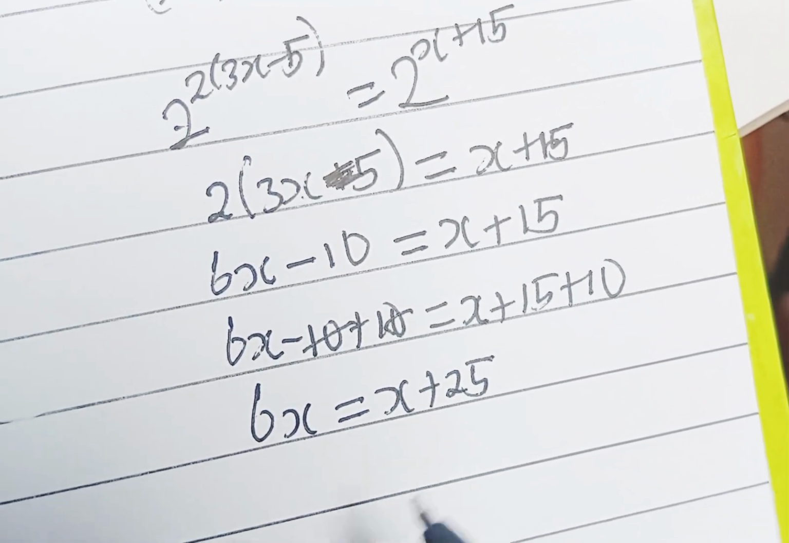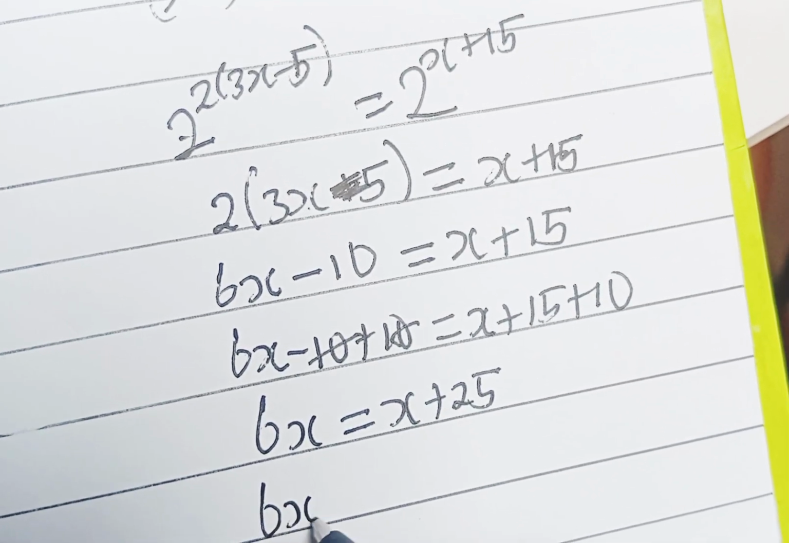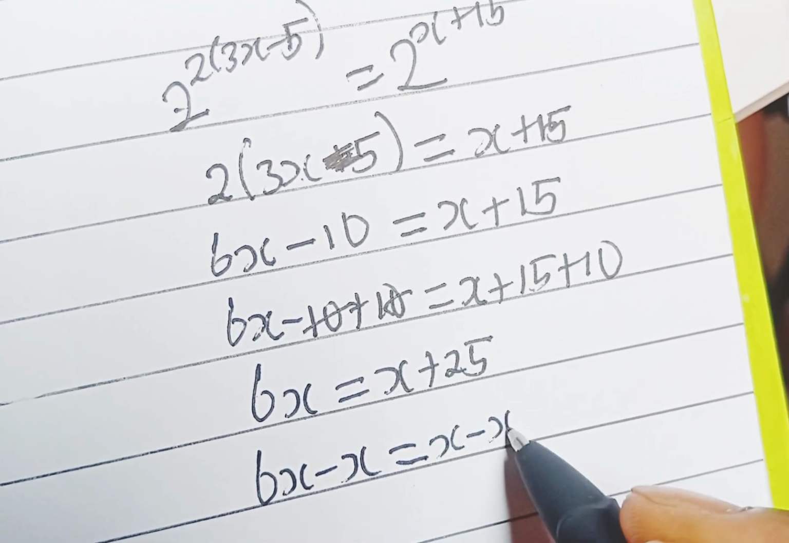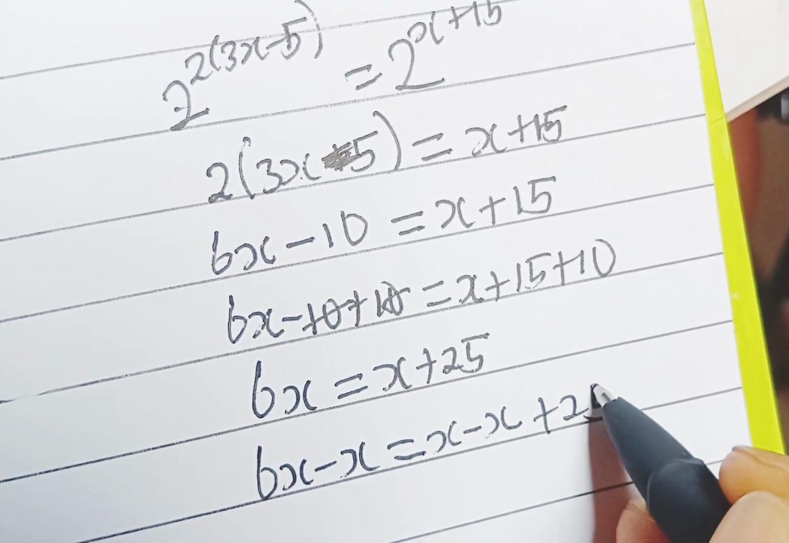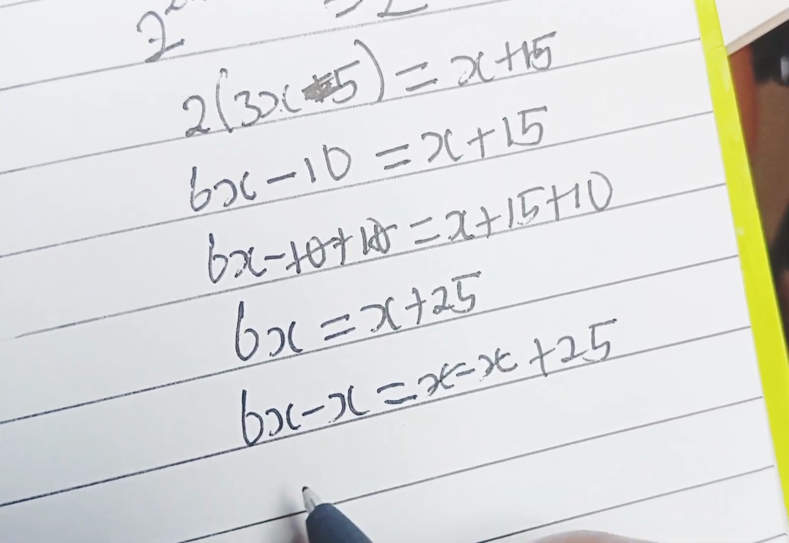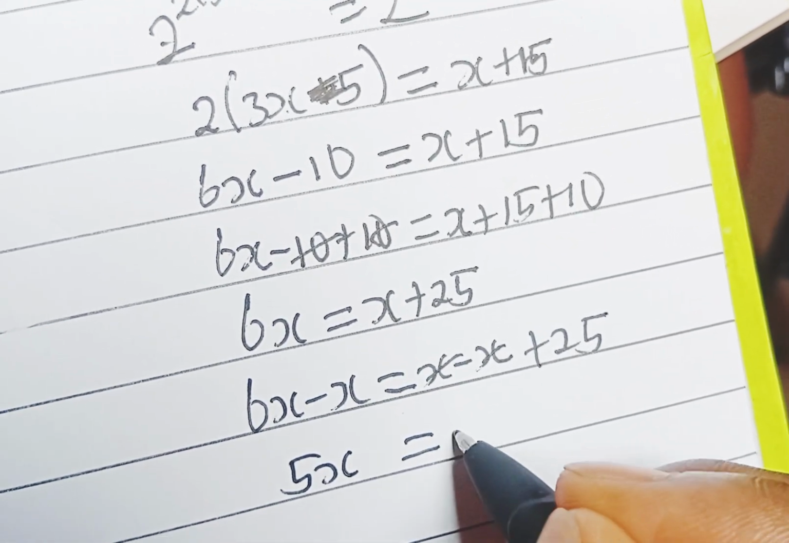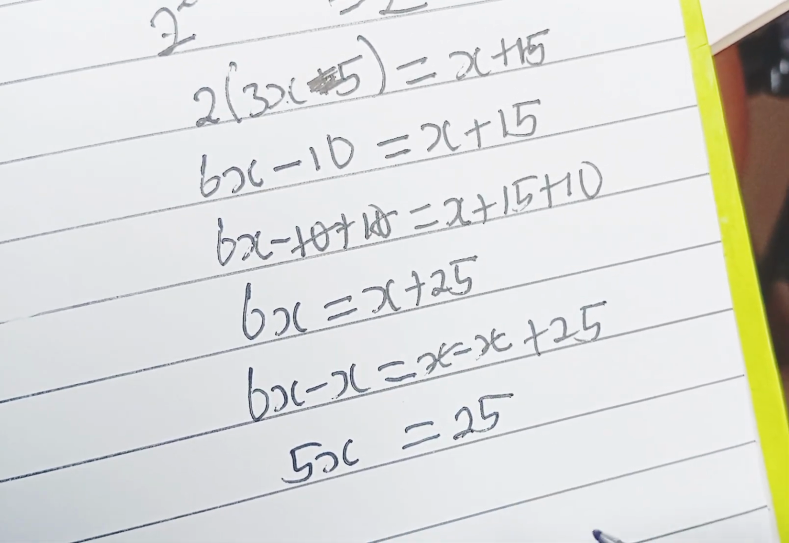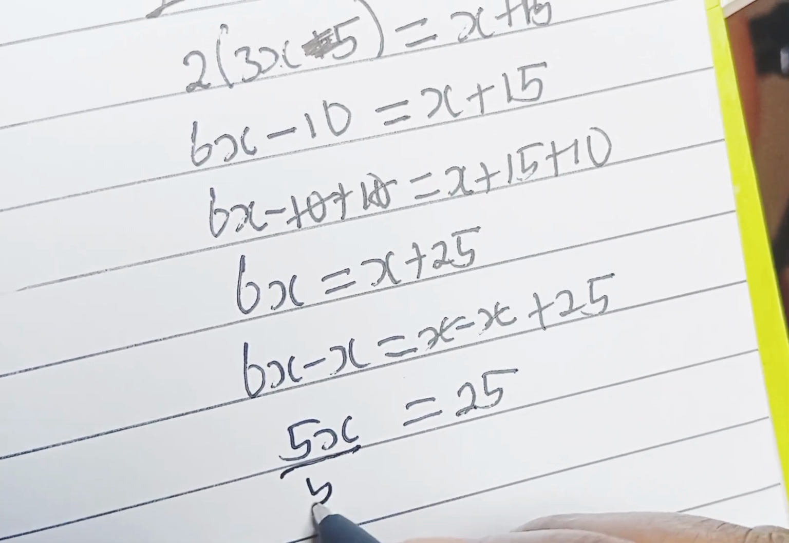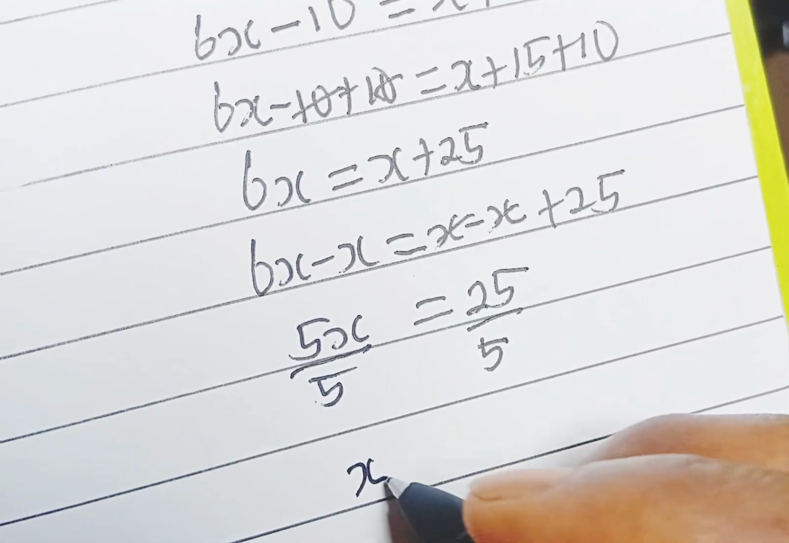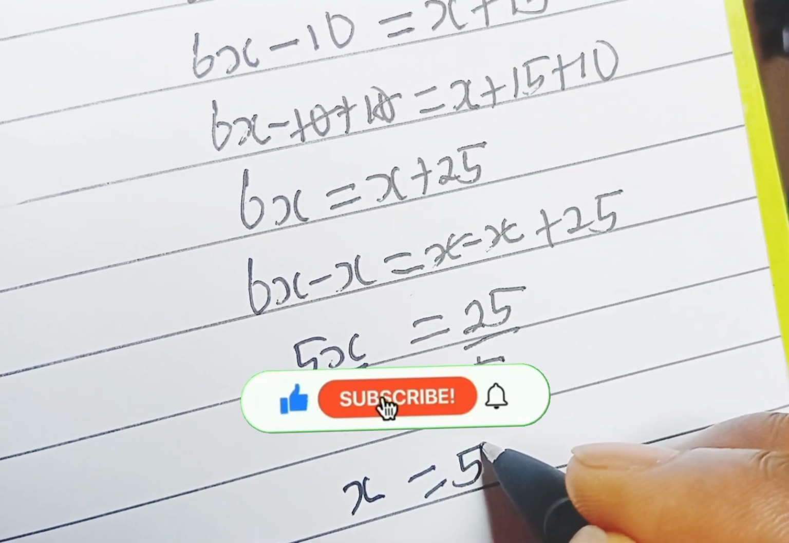So we subtract x from both sides. 6x minus x is equal to x minus x plus 25. So of course these two would go, and we'll have 5x is equal to 25. So if we divide both sides by 5, we would have x is equal to 5.